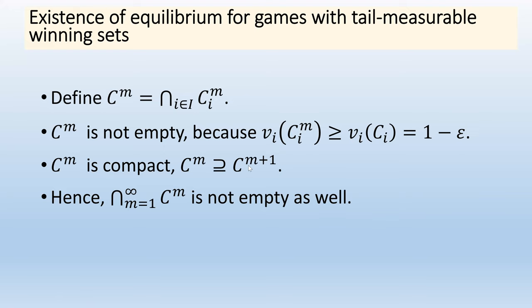And from Cantor's intersection theorem, we know that the intersection of all CMs, M from one to infinity, is not empty. And this intersection is exactly the set of plays where all players win. The plays are all in CI for all I's, because every player has a future that is inside after one period, two periods, and up to infinity. So we can find a play that is inside all the CIs. CIs are inner approximations of WIs, so we just found a play that is in all the WIs.